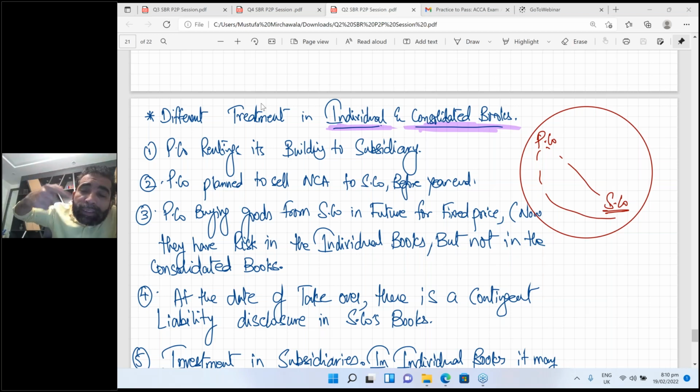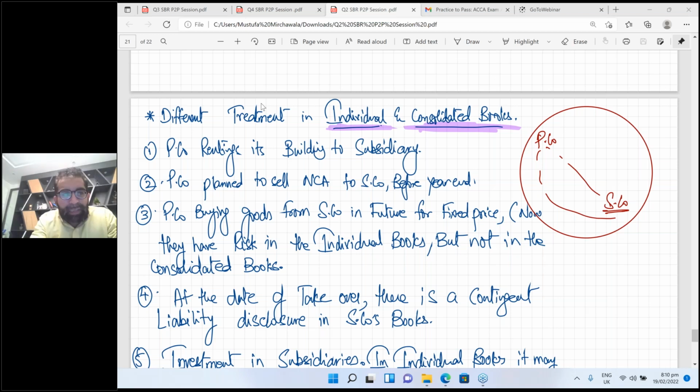But if you see both of us as a family, then there is no risk. Why? One brother will win and another brother will lose, so the net effect will be zero. Same is the case here. See, family books means consolidated books.